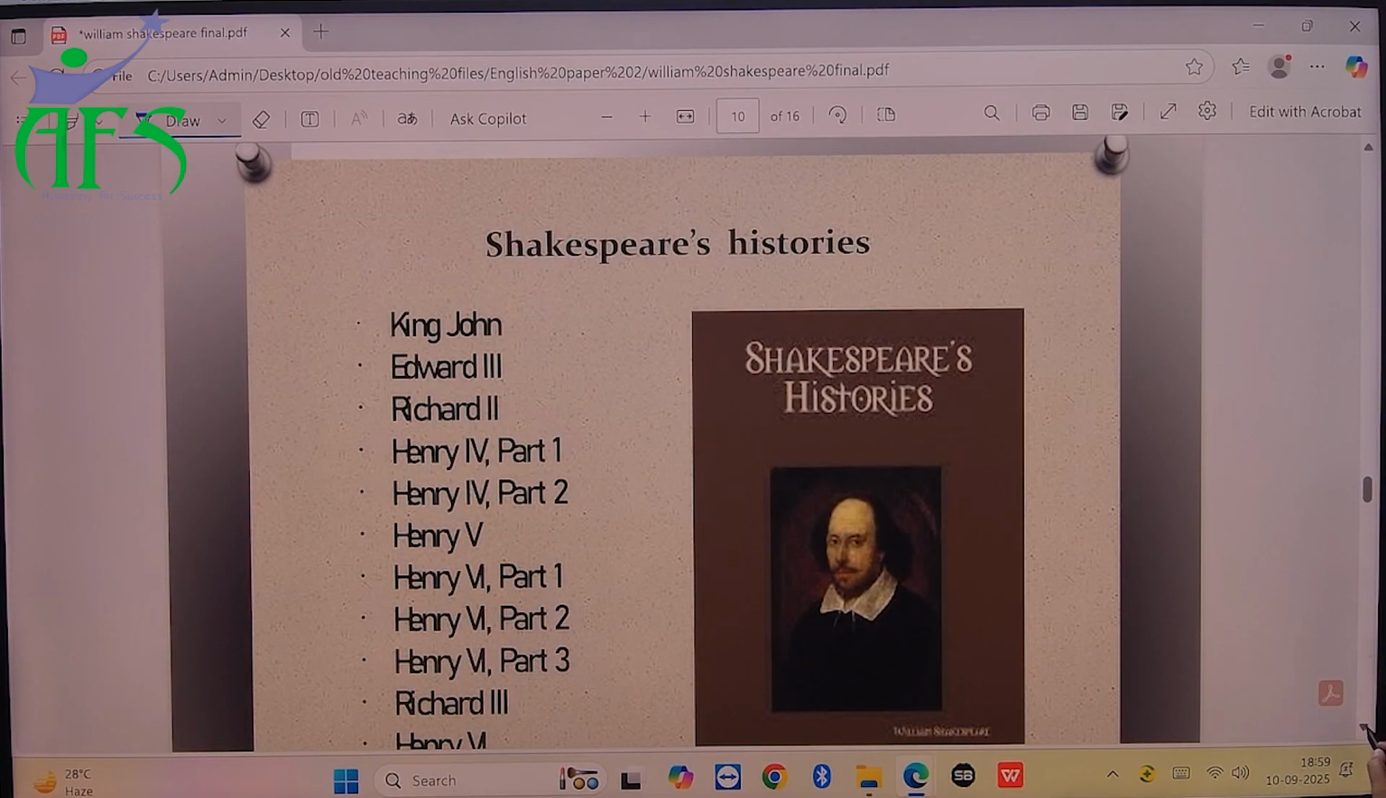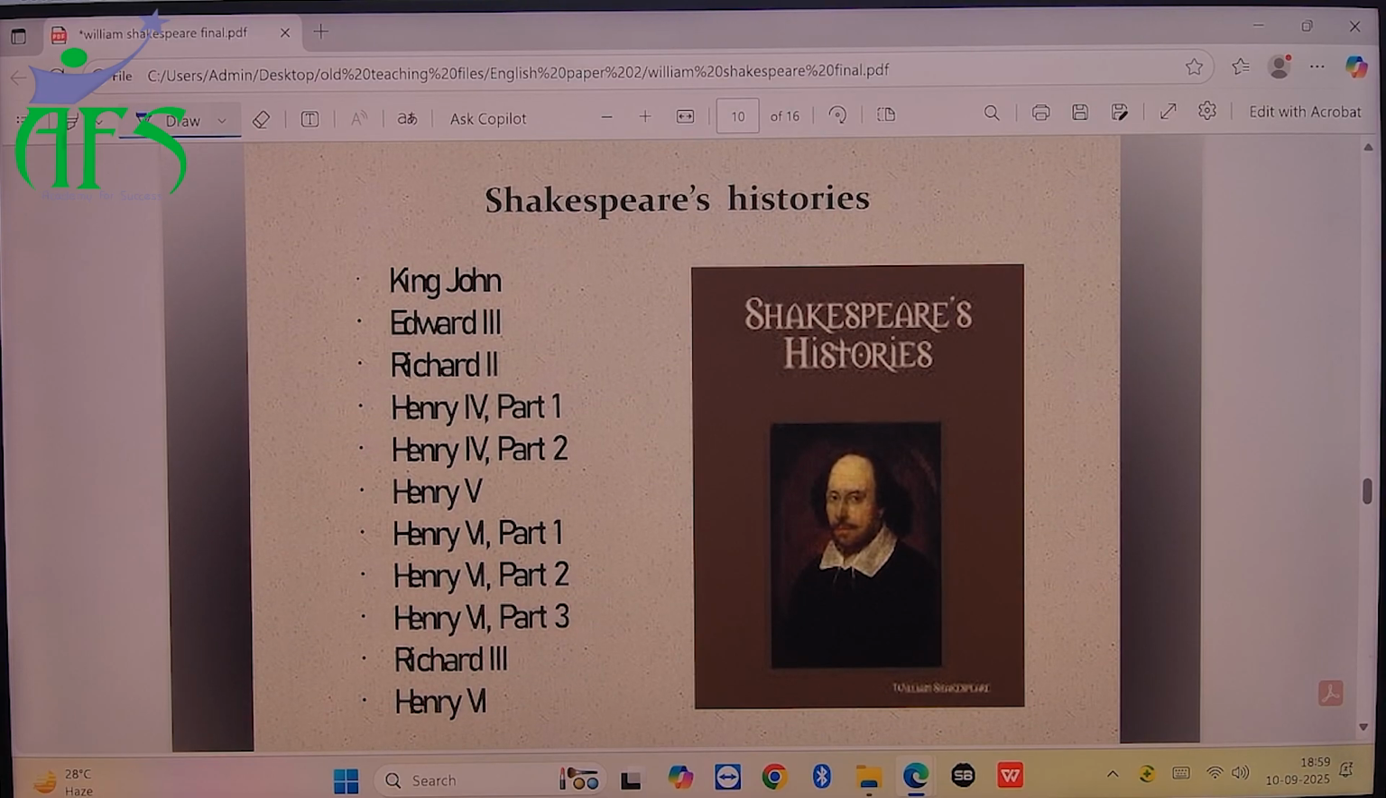Yeah, let's move on and talk about Shakespeare's histories. These are the names of the histories written by William Shakespeare: King John, Edward III, Richard II, Henry IV Part 1, Henry IV Part 2, Henry VI Part 1, Part 2, Part 3, Richard III, Henry VIII. Okay, so these are Shakespeare's histories.